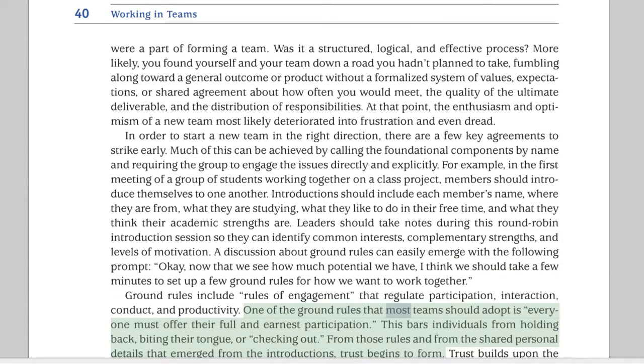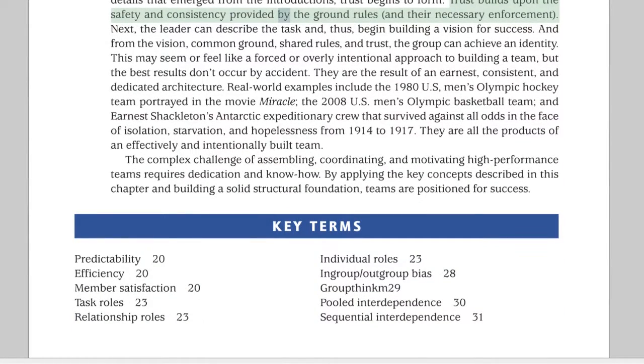One of the ground rules that most teams should adopt is everyone must offer their full and earnest participation. This bars individuals from holding back, biting their tongue, or checking out. From those rules, and from the shared personal details that emerged from the introductions, trust begins to form. Trust builds upon the safety and consistency provided by the ground rules, and their necessary enforcement. Next, the leader can describe the task and, thus, begin building a vision for success. And from the vision, common ground, shared rules, and trust, the group can achieve an identity.